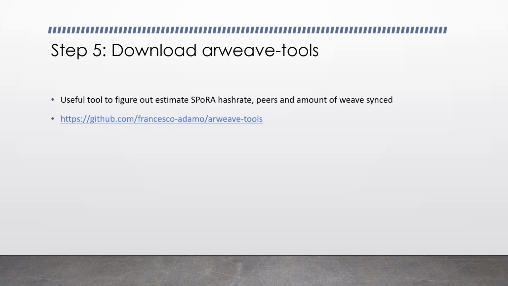Step 5. Download arweave-tools from the GitHub repository. Credit to Francesco for this one. We use this tool to estimate the Spora hash rate and also for other purposes such as getting a peer list or to figure out how much we have synced.